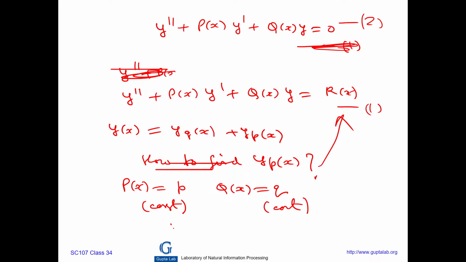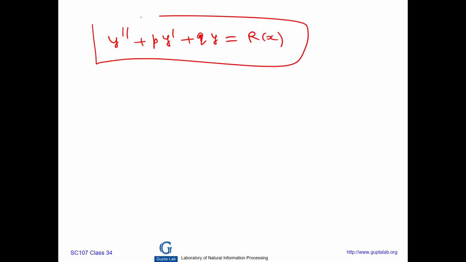So the equation is y double prime plus p times y prime plus q times y is equal to R(x), right? So we are looking at this. Left hand side is constant coefficient, right hand side is some function R(x).